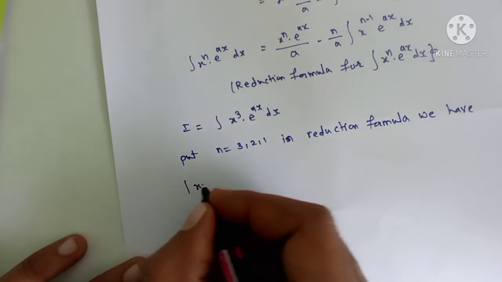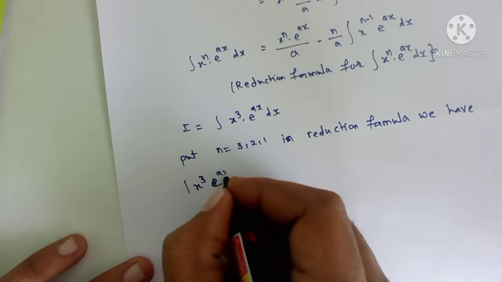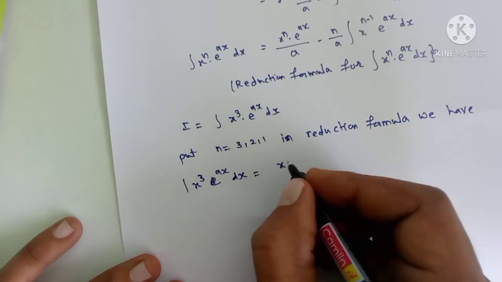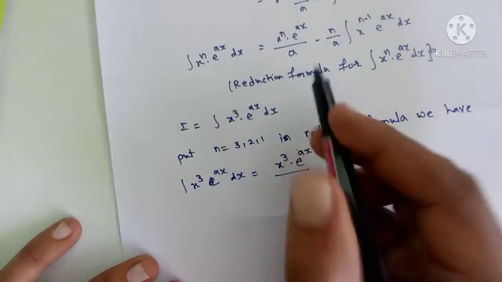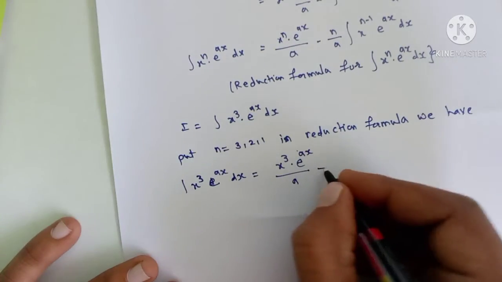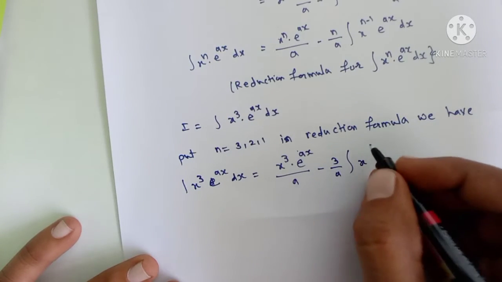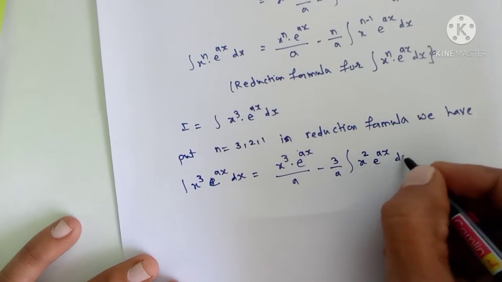So if we put n equal to 3, then integration of x cube into e raised to ax dx is equal to x cube into e raised to ax divided by a, minus 3 by a into integration of x raised to 3 minus 1, that is x square, into e raised to ax dx.